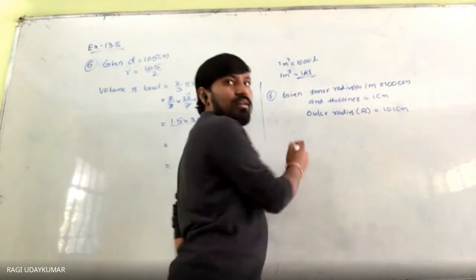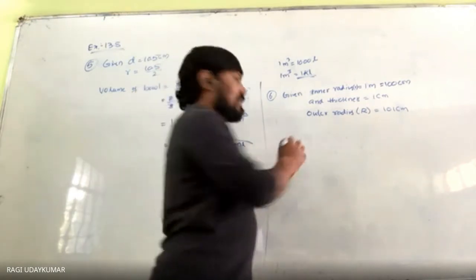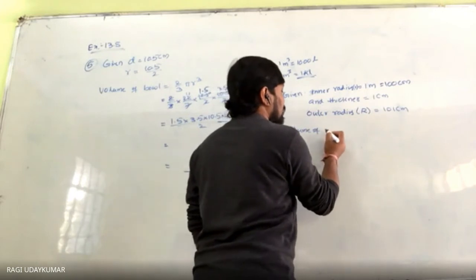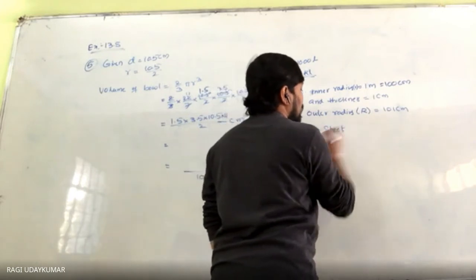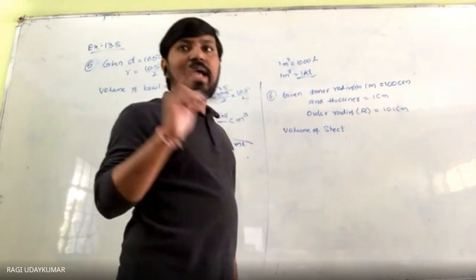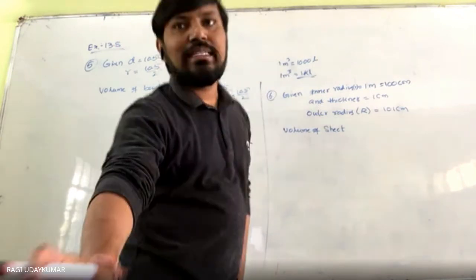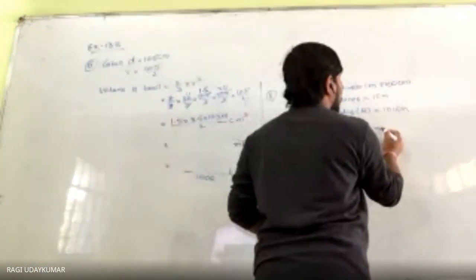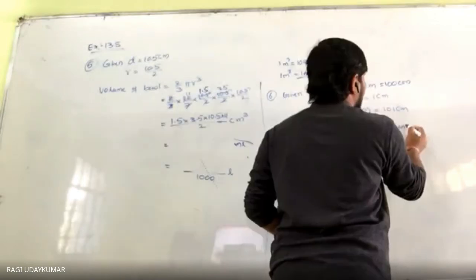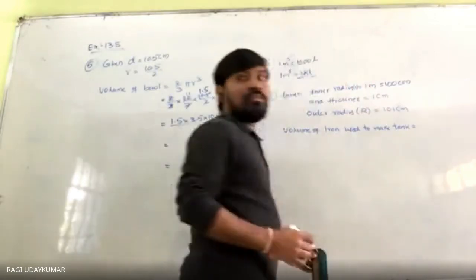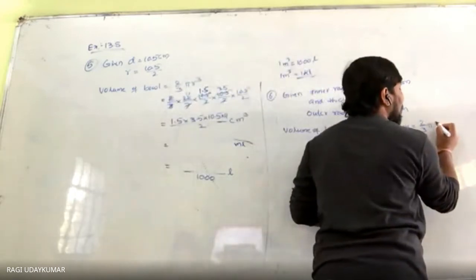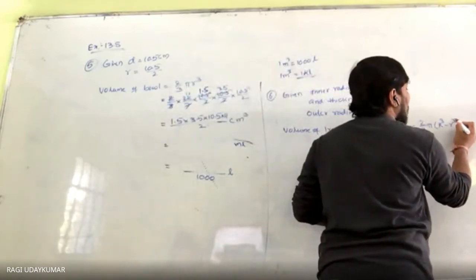Okay. So here what is the volume asking you? Volume of the sheet. So the volume of the iron used is asked. Volume of the iron used to make the tank is equal to, what do you get? 2 by 3 pi capital R cube minus small r cube.